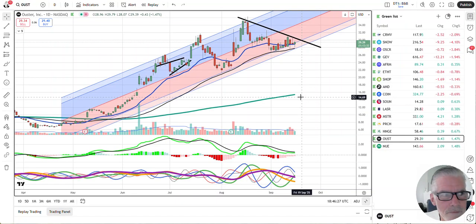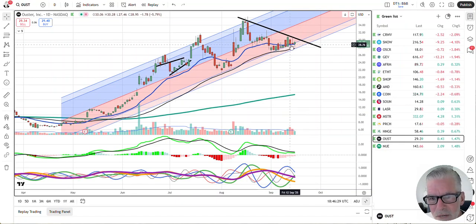Watch OUST. It is just about ready, right? 21 period moving average over the 50, 50 over the 200. Everything's rising, rising, rising. We're above the 21, just coiling up very nicely. Everybody's just waiting for the Fed, waiting for the Fed.